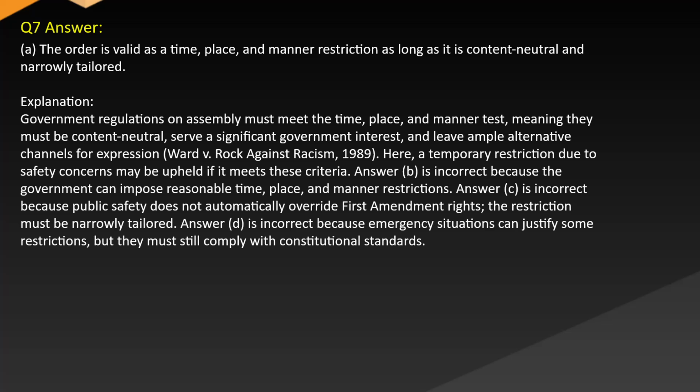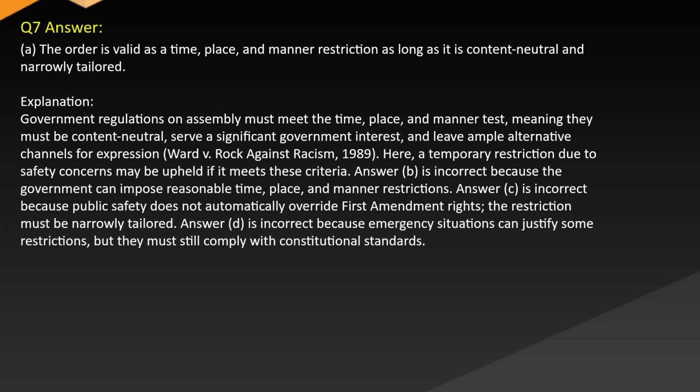Answer A. The order is valid as a time, place, and manner restriction as long as it is content neutral and narrowly tailored. Explanation: government regulations on assembly must meet the time, place, and manner test, meaning they must be content neutral, serve a significant government interest, and leave ample alternative channels for expression. Ward v. Rock Against Racism, 1989. Here, a temporary restriction due to safety concerns may be upheld if it meets these criteria.